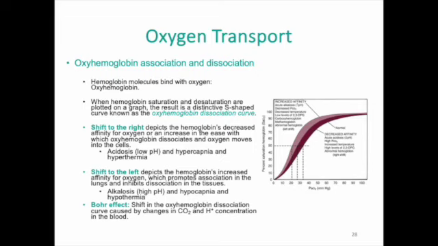The curve is shifted to the left by alkalosis, or high pH, and hypocapnia, a decrease in arterial pressure of CO2. In the lungs, as CO2 diffuses from the blood into the alveoli, the blood CO2 level will be reduced, and then the affinity of hemoglobin for O2 will increase at this time, so more O2 can be transported from the lungs into the tissues. The shift in the oxyhemoglobin disassociation curve, caused by changes in CO2 and hydrogen ion concentrations in the blood, is what we refer to as the Bohr effect.